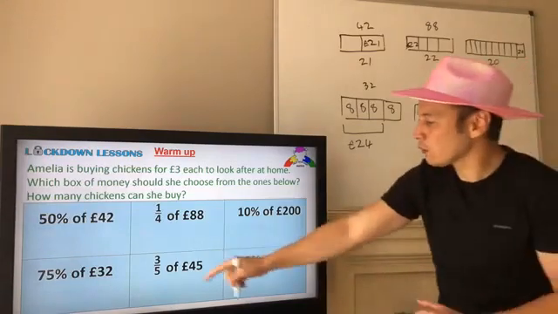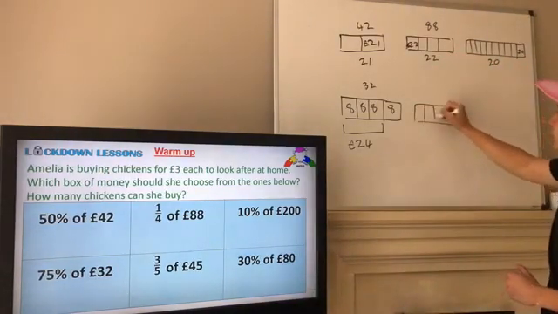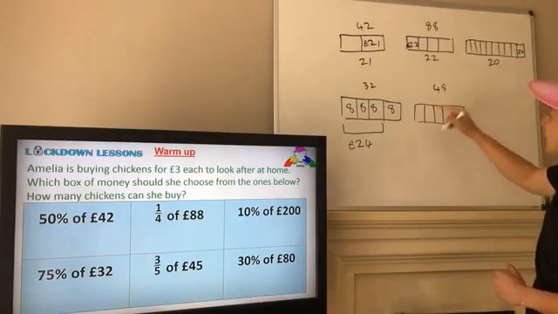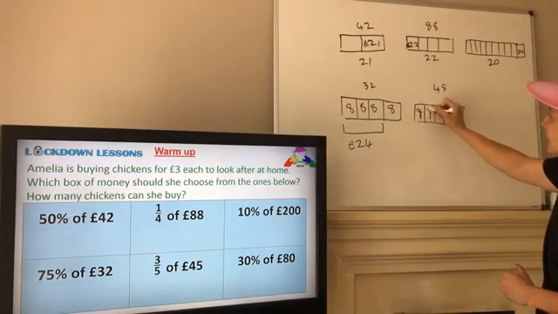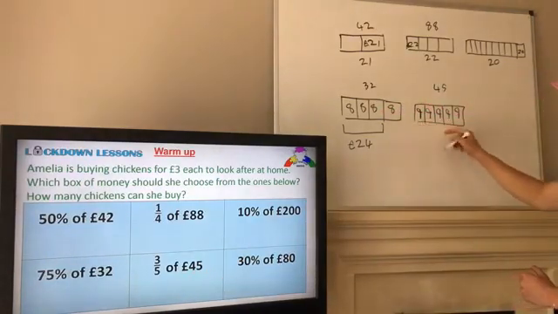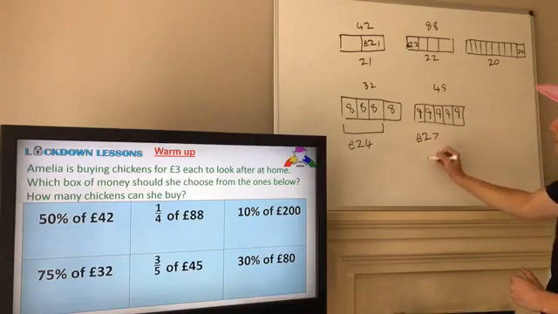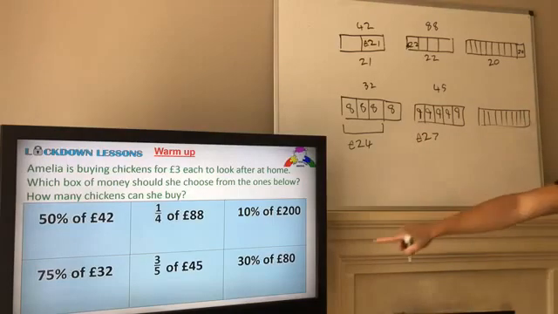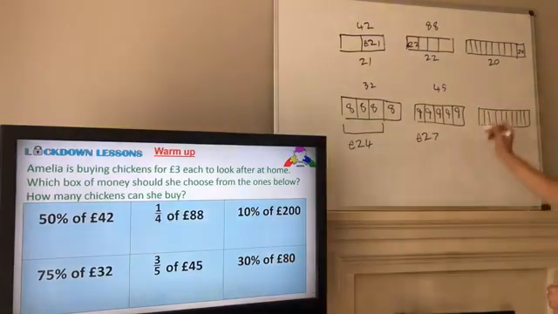Middle one at the bottom, 3/5 of 45, split into 5 sections, 5 equal parts. 45 divided by 5 is 9. And we want 3/5 of that. 3/5 of 9 is £27. And the last one, 30% of 80, into 10 again. Divide by 10 is 8 for each one. And we want 10%, 20%, 30%, which gives us £24.